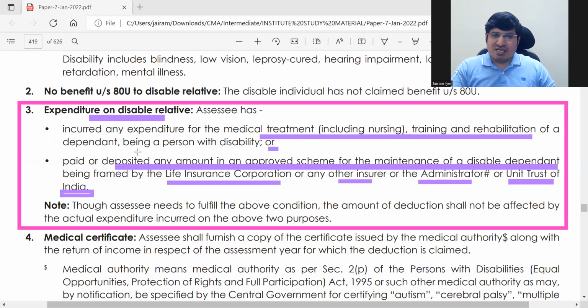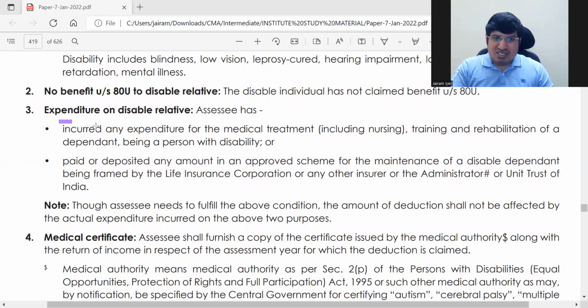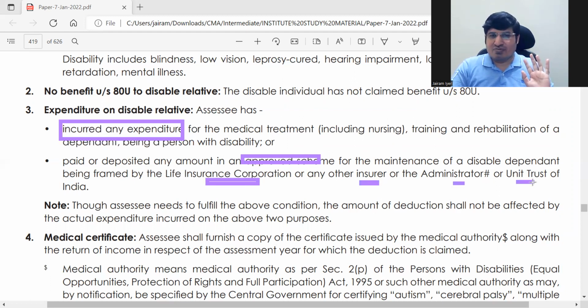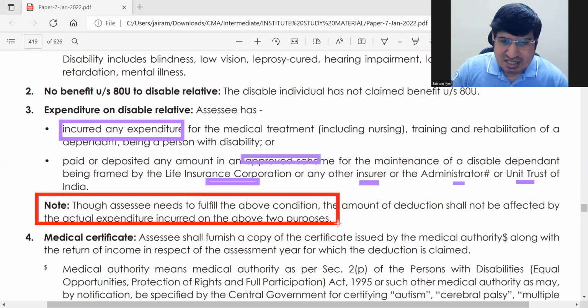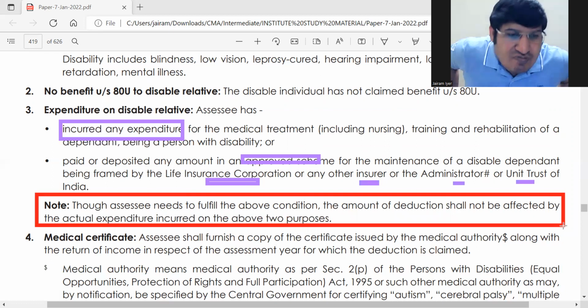So just these two things. In this long paragraph, the thing is that you have incurred expenditure for medical treatment, nursing and so on, or you have paid an amount in an approved scheme of LIC or any other insurer, or the administrator or UTI, one of the two. So if you have done this, there is a specialty here. In this 80DD, this sentence says that you have to fulfill these two conditions.